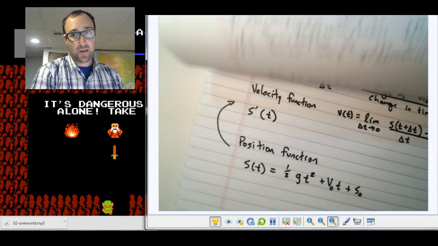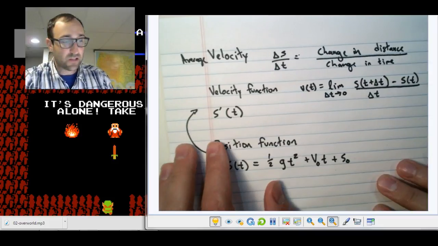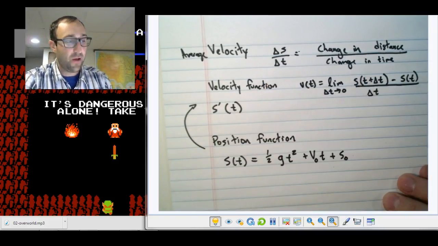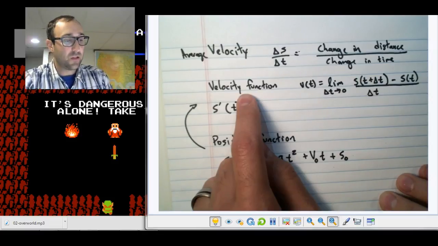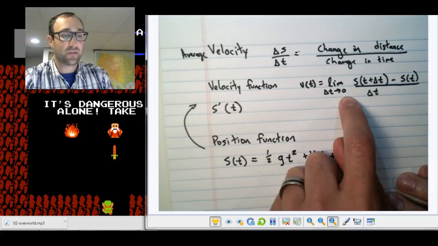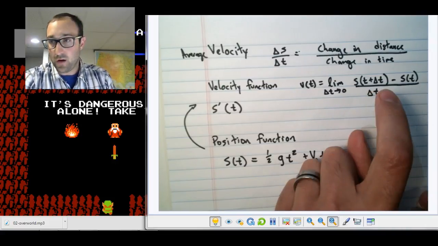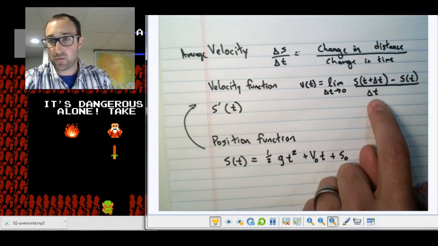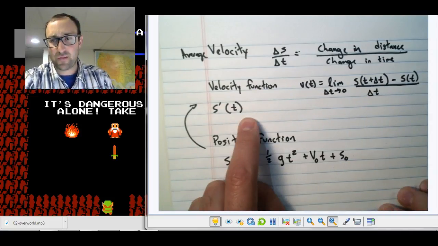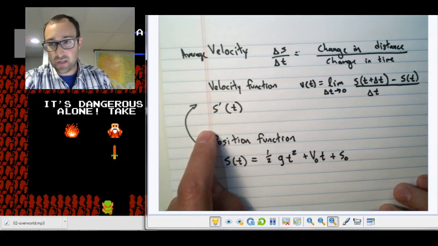Average velocity, I think you know how to find that. Average velocity is change in s over change in t, which is change in distance over change in time. The velocity function is the limit as change in time goes to 0 of s of t plus delta t minus s of t, all divided by delta t. Nothing really special there. That is the same as s prime of t. You say, well, what's s prime of t? What's all that mean? That is really the position function.